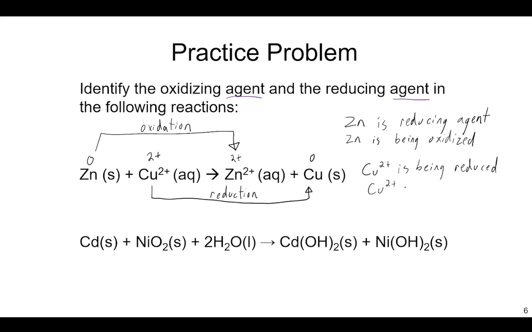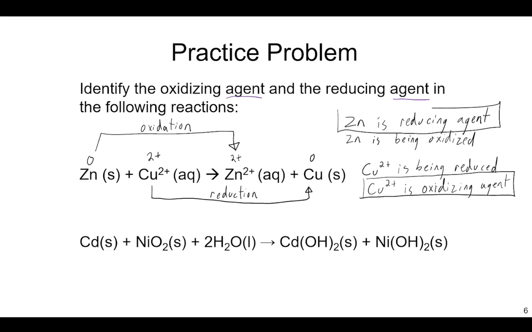And copper 2 plus is causing zinc to be oxidized. So copper 2 plus is the oxidizing agent. Okay, so those are my answers for the first one.